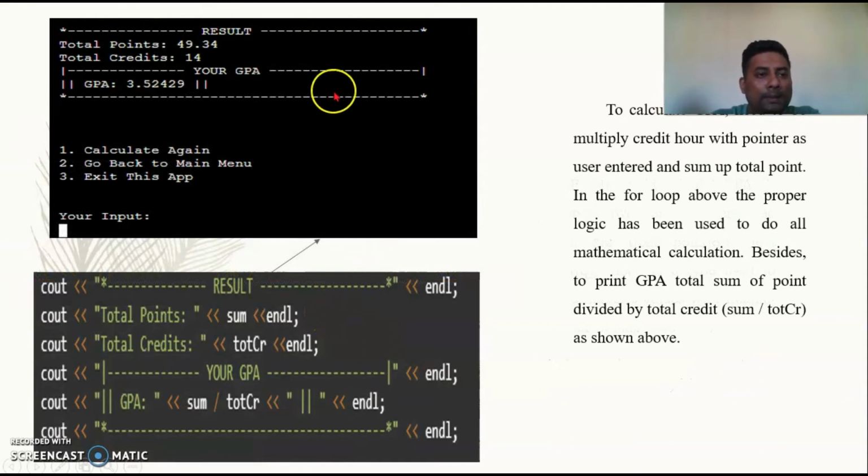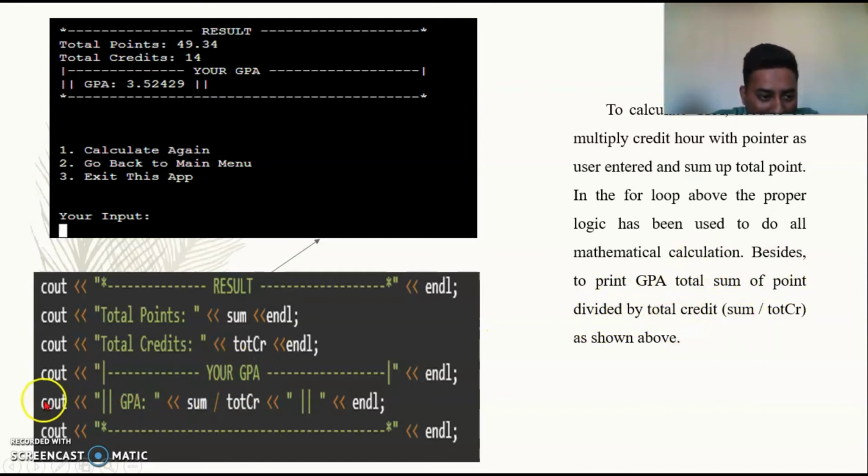So this is the result output here. To calculate GPA, we need to multiply the credit hour with the grade point as the user enters, and sum up the total points. In the for loop above, the proper logic has been used to do all the mathematical calculation. Besides that, to print GPA, the total sum of points is divided by the total credit.